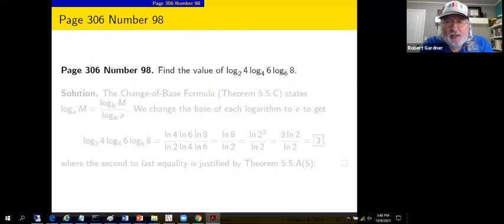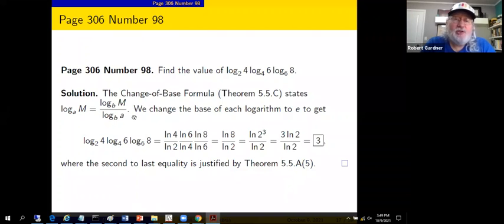And next, let's find the value of log base 2 of 4 times log base 4 of 6 times log base 6 of 8. Find the value exactly. Okay, it must be something special. These bases are all different. It's a product of logs. That doesn't help any. What I can do is change these into some common base and see if that leads to something.